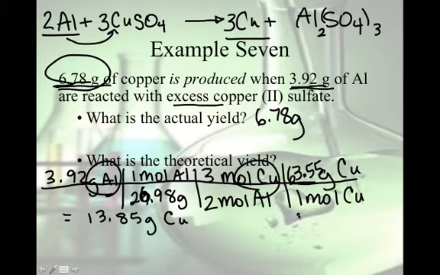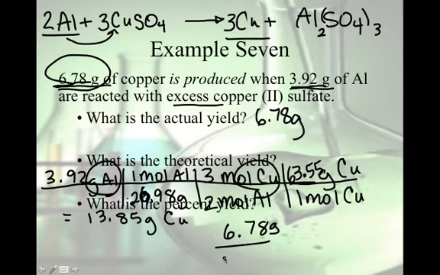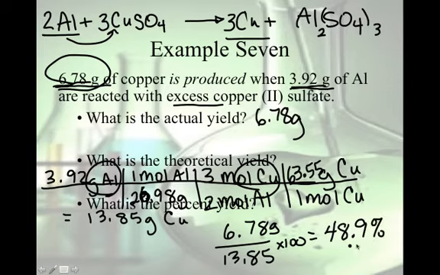But we didn't. We got only 6.78 grams. So that question says, what is the percent yield? So we take what we got, and we divide by what we should have got. And then we turn that decimal to a percent. Should be 48.9%. So this person is way off.